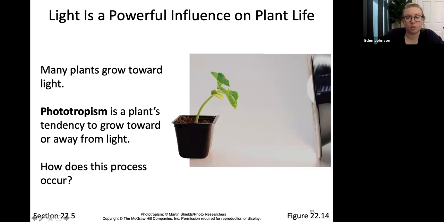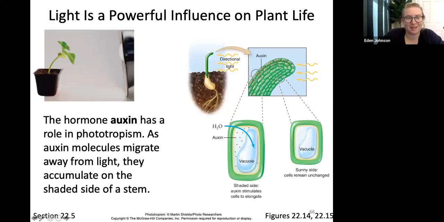Many plants grow towards light. This is a tendency called phototropism, and we're going to talk about the mechanism, how this process occurs right here. Okay, so phototropism is the process whereby plants are going to move towards what's called directional light.